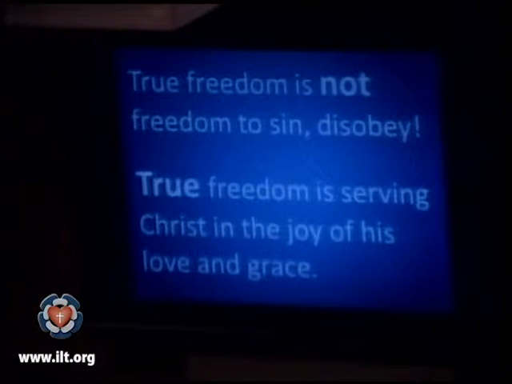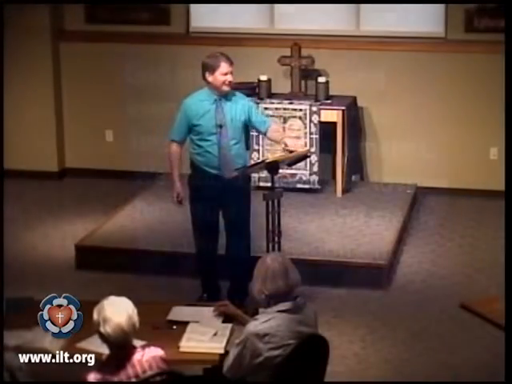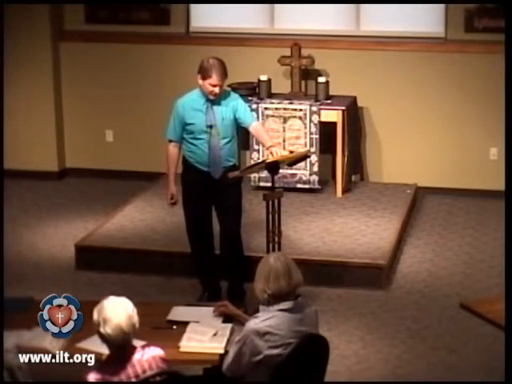And so in the second half of the meaning in the catechism, God promises grace and every blessing to all who keep these commandments. We should therefore love Him, trust in Him, and gladly keep His commandments. Because He has decided to be our God, and He is the author of life.